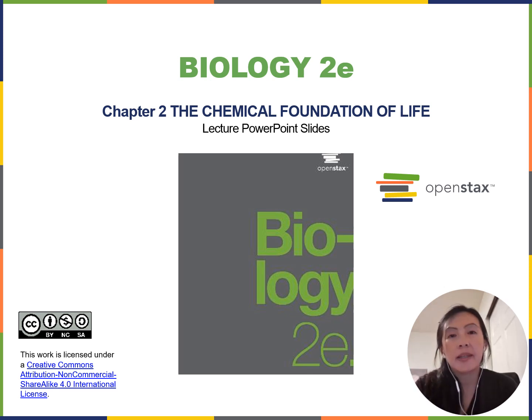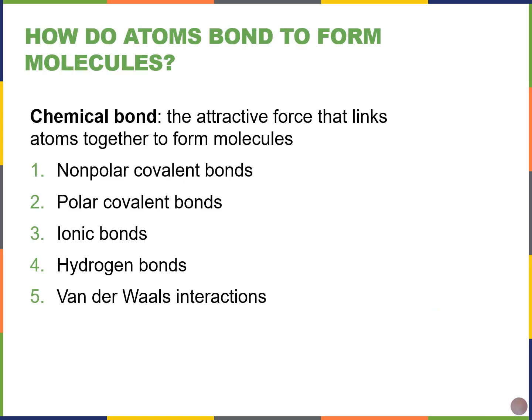All right, welcome back. In this video, we're going to be looking at chemical bonds and the properties of water. In this section of Chapter 2, we're going to go over chemical bonds. I have the bonds listed here from strongest at the top to the weakest at the bottom, where nonpolar covalent bonds are the strongest and van der Waals interactions are the weakest.